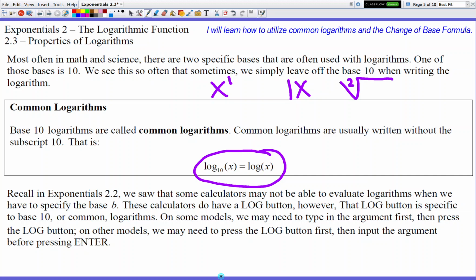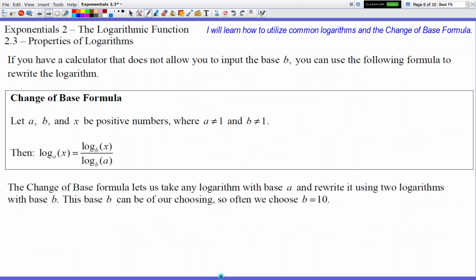Okay, all right, so next thing, change of base. Unless you have a really fancy calculator. If you have one of those fancy calculators, here's what your calculator is going to do when you hit the button called log. Right away, you're going to see this on your screen.